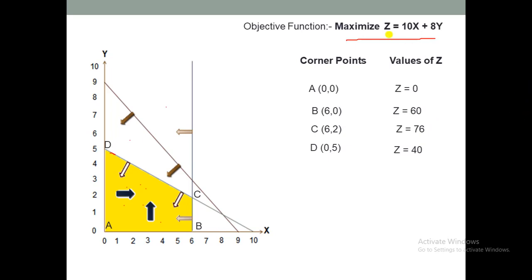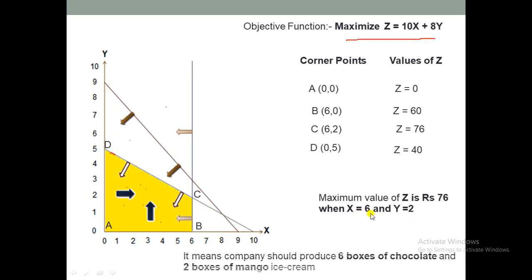Now we have been asked to calculate the maximum value of z. Out of these four values of z, the maximum is z equal to 76, and this is the answer. So the maximum value of z is 76 when x equal to 6 and y equal to 2. We considered x for the number of chocolate flavored ice cream boxes and y for the number of mango flavored ice cream boxes. So simply we can say chocolate flavored ice cream boxes are going to be 6 and mango flavored ice cream boxes are going to be 2, and that is the final solution.